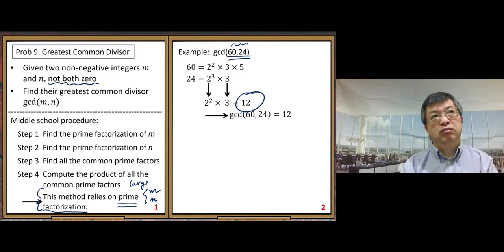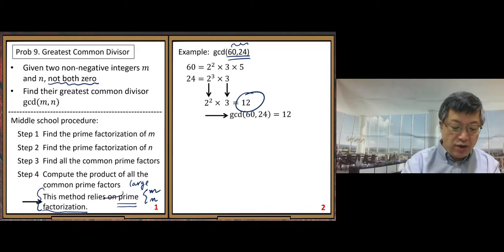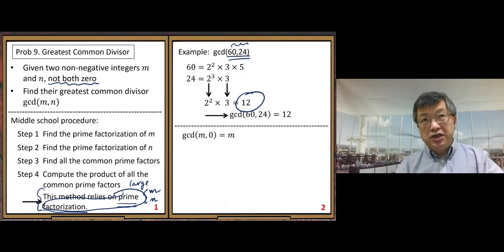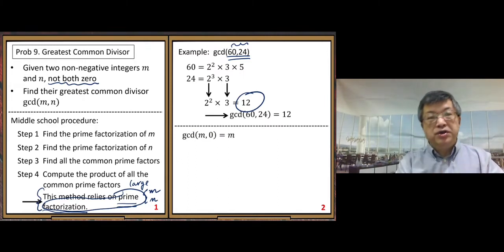So we don't like that method. For that reason, we want some method without using prime factorization. The reason is that prime factorization is very, very expensive, so we want to avoid it. Now you will understand the importance of this recursive algorithm. We consider the special case when n equals 0, the answer is m, but m cannot be 0.